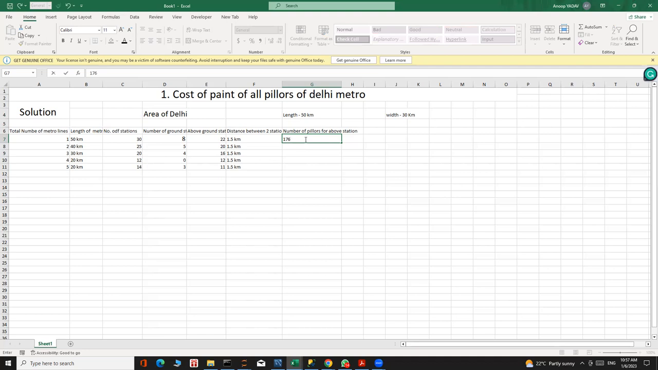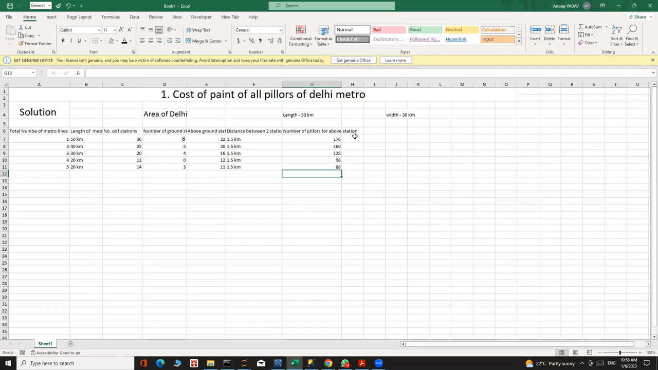Then the total number of pillars required here is 126, and here 160. For 16 stations, we require 128 pillars. Here we have 12 above ground stations, for which we need 296. And for 11 stations, we need 288 above ground pillars.